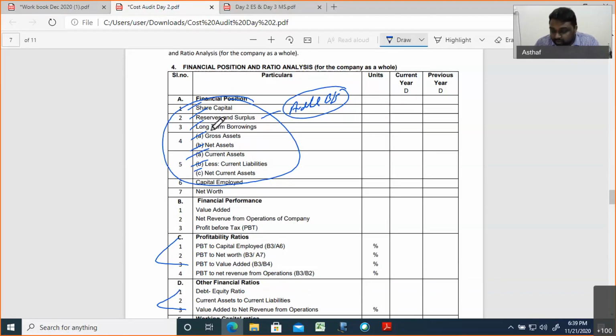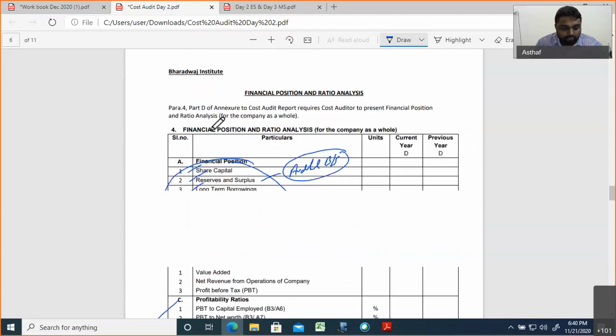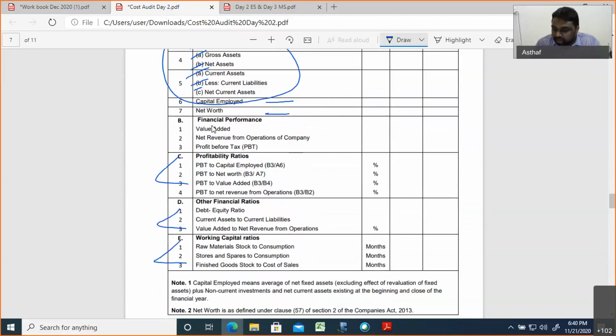Then here we want to compute capital employed and net worth. How to compute capital employed and how to compute net worth is very interesting, which I will tell you. Then we have to find out the financial position, where we have to find value added, net revenue from operation, PBT. These are all the profitability ratios we have to prepare: PBT to capital employed, PBT to net worth, value added to net worth, debt equity ratio. This is the financial position or ratio analysis to be prepared by the cost auditor.